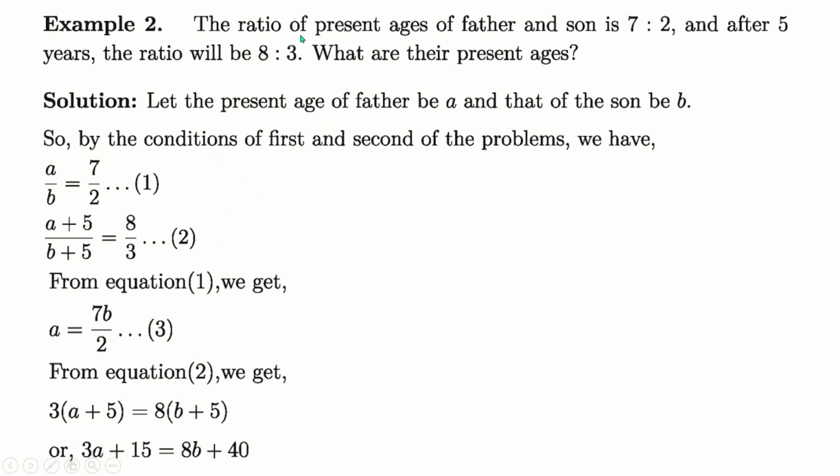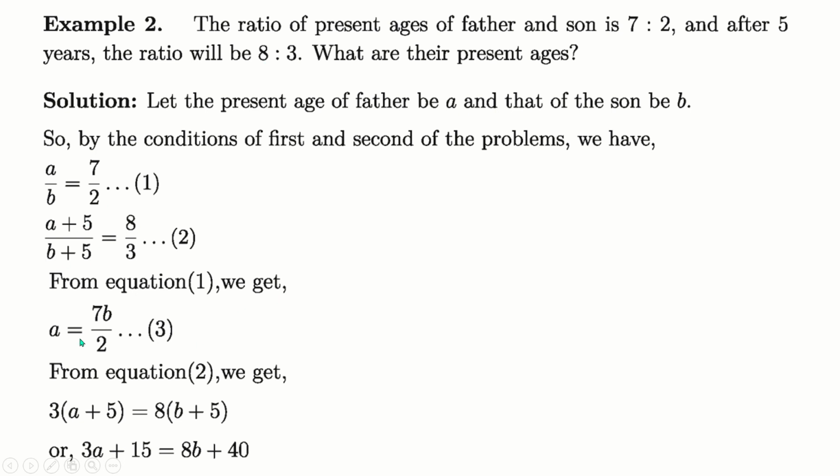Example 2. The ratio of present ages of father and son is 7:2, and after 5 years the ratio will be 8:3. What are their present ages? Let A and B be the present ages of father and son. Therefore A by B equals 7/2, and after 5 years this will be A plus 5 and B plus 5, which is equal to 8 by 3.